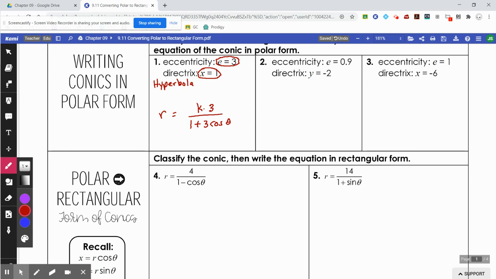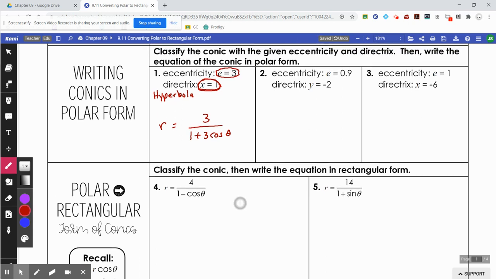And then we look and see that we are to the right one spot on our directrix. So therefore, let's replace the k with 1. 1 times 3 is 3. So therefore, there is your equation in polar form.